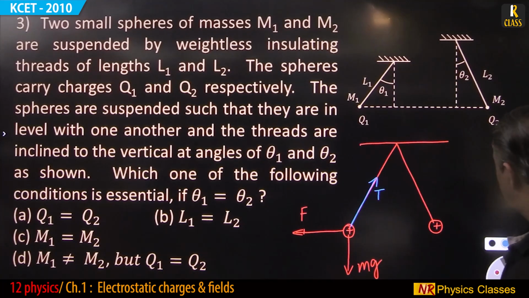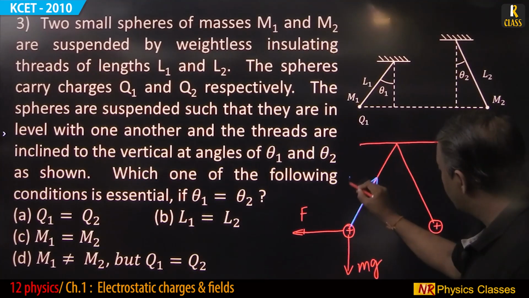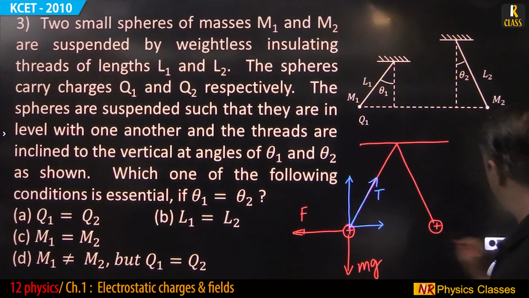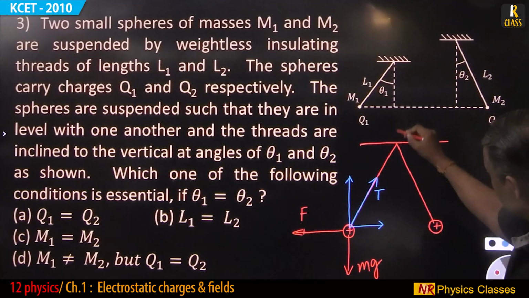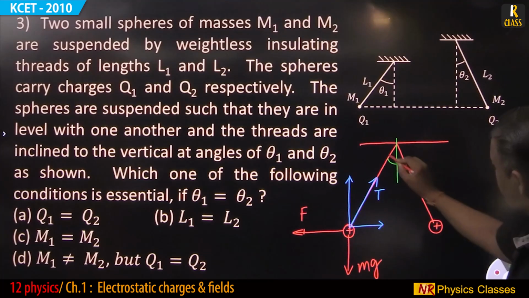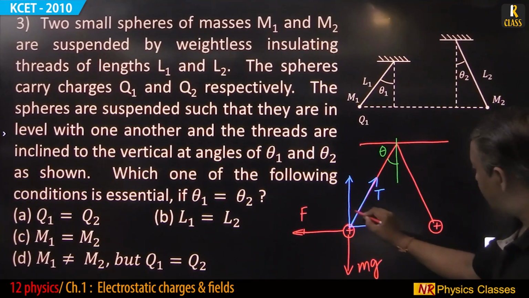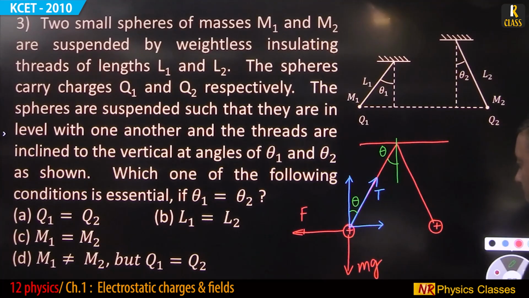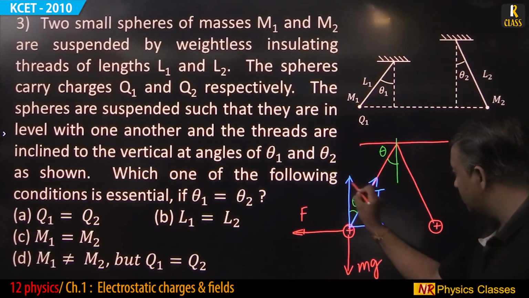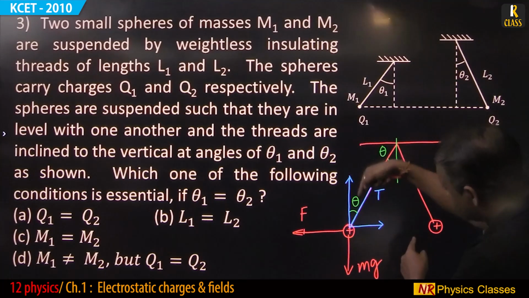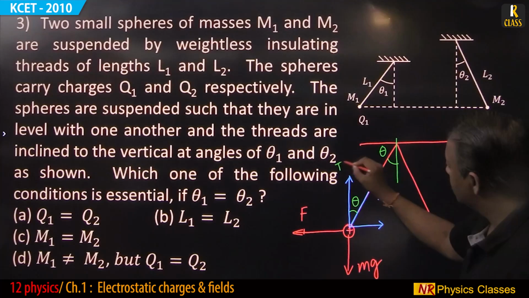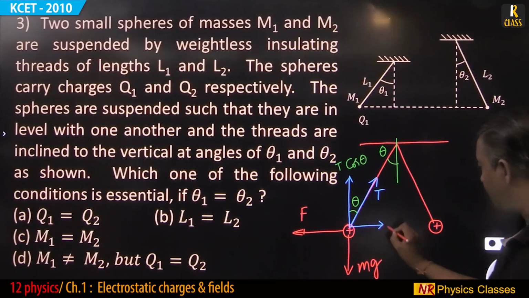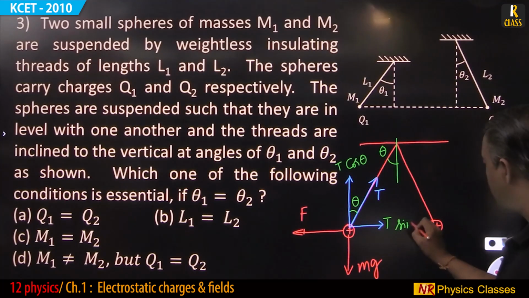Now, let us find vertical and horizontal components of the tension. Let me draw a line here. If this angle is theta, then this angle is theta. Alternate angles, right? This component is next to theta. Next to theta means T cos theta. And this component is away from theta, T sin theta.